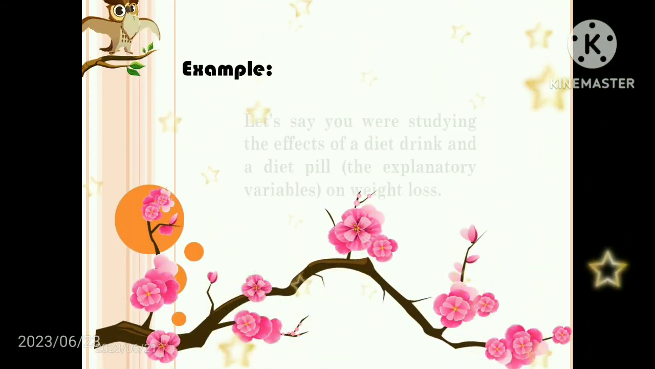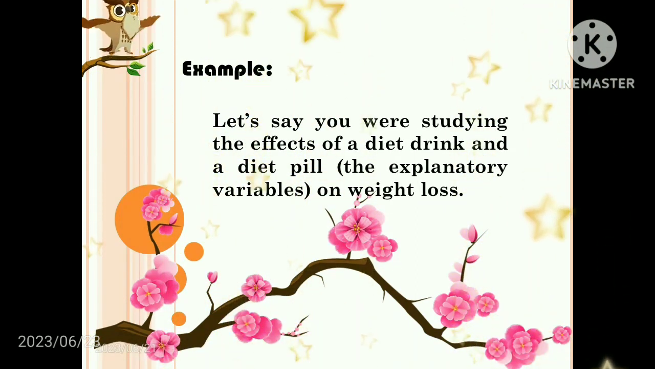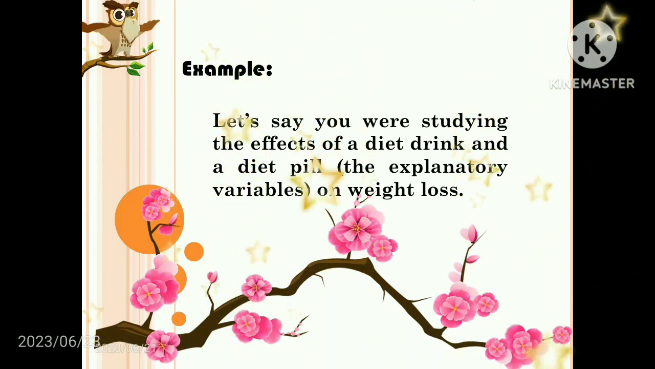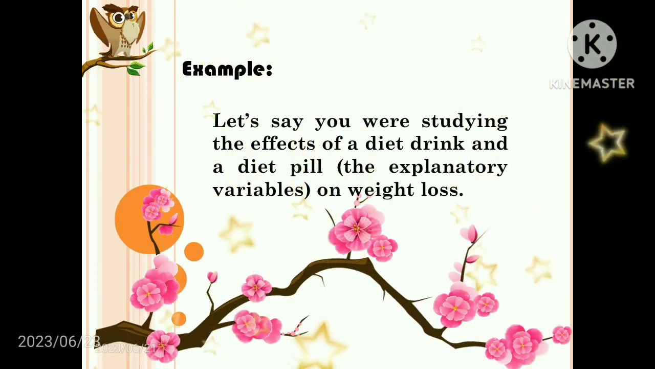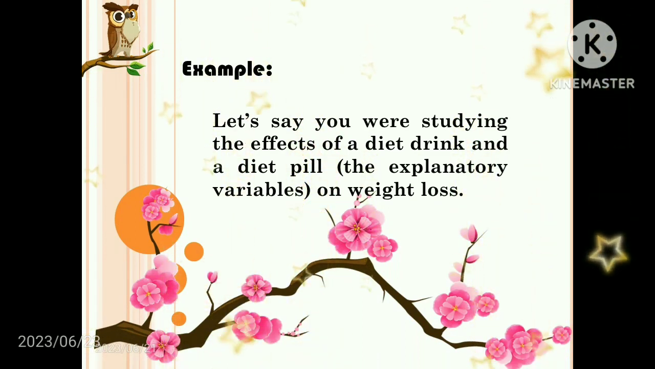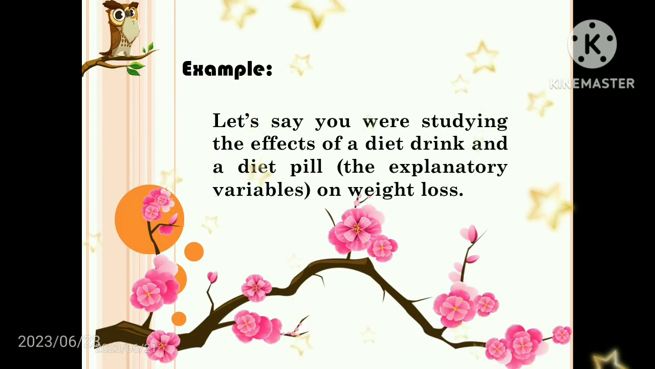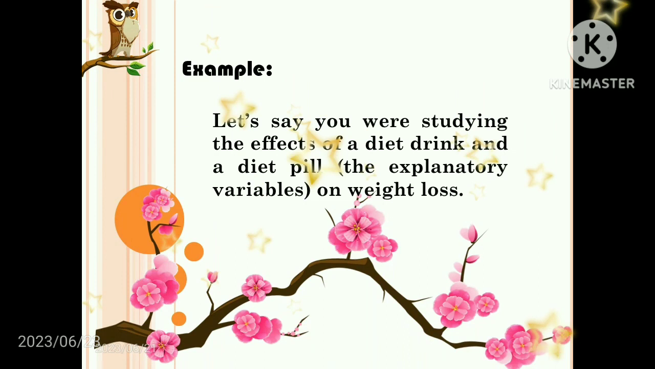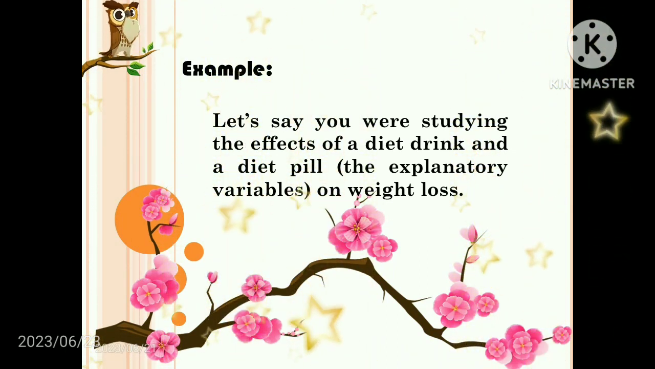So for example, let's say we're studying the effects of a diet drink and a diet pill, which are our explanatory variables, on weight loss. So our main effects would be the effect of a diet drink on weight loss and the effect of a diet pill on weight loss. So our interaction effect happens when the drink and pill are taken at the same time. It's possible the combination could speed up weight loss or even slow it down.